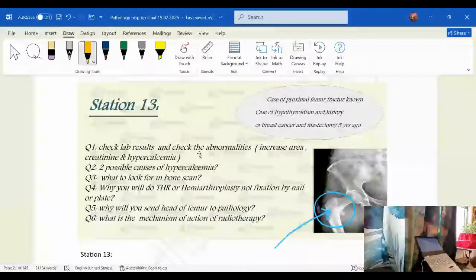Case of proximal femur fracture, known case of hyperparathyroidism, history of breast cancer and mastectomy 5 years ago. Check the lab result and check the abnormalities: increased urea.